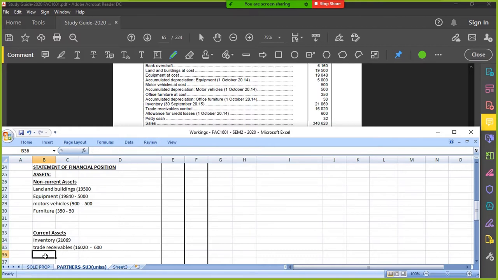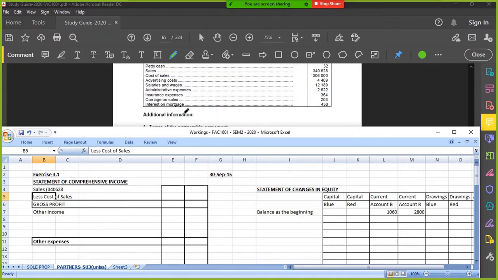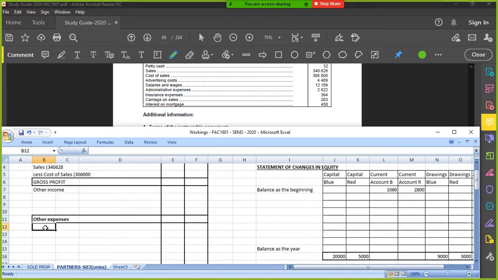Right, petty cash is another current asset. In brackets, 32. Right, sales. Okay, there's income. There's sales. Sales is 340,628. Great. Okay, what else do I have? Cost of sales. Okay, this is a trading entity. They're buying and selling. Okay, 306,000. Okay, what else do I have? Advertising costs would be part of other expenses. Advertising, how much? Advertising costs, 4,409.